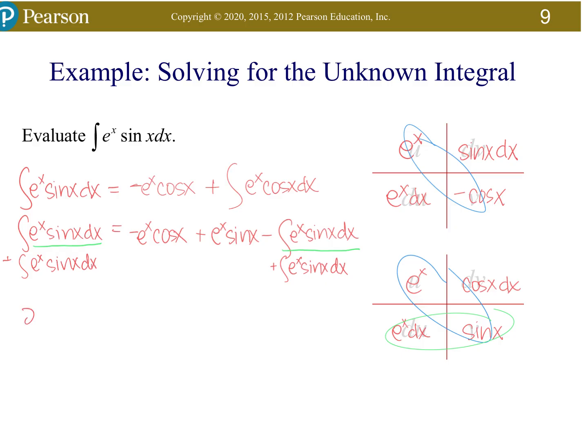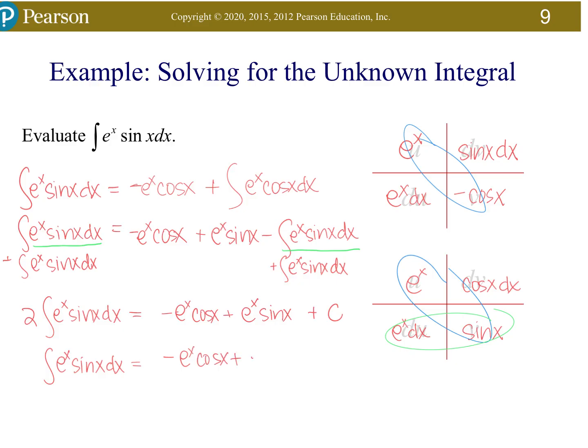So that's going to give us 2 of the integral e to the x sine x dx being equal to negative e to the x cos x and positive e to the x sine x. And there is a constant of integration that comes as a result of all of the antiderivatives that we've been doing. So to solve for our final answer, we just need to divide by the coefficient of 2 so that we can have the integral of e to the x sine x by itself. And so we'll have negative e to the x cos x plus e to the x sine x plus the constant of integration all over the number 2.